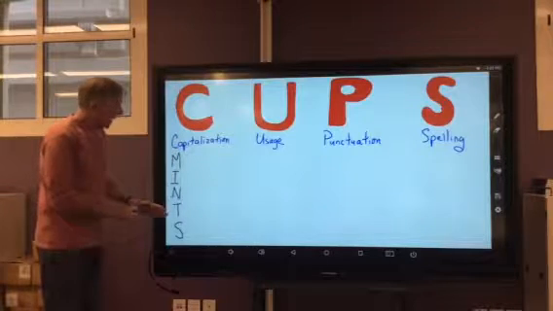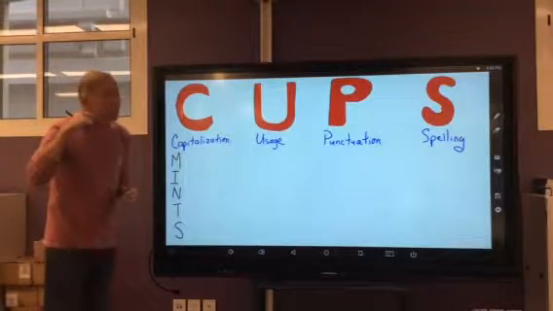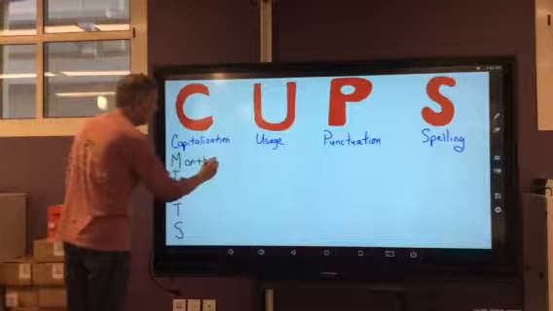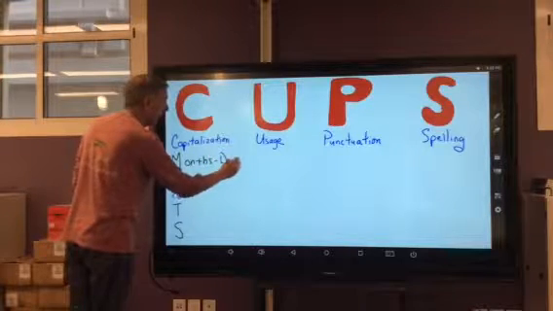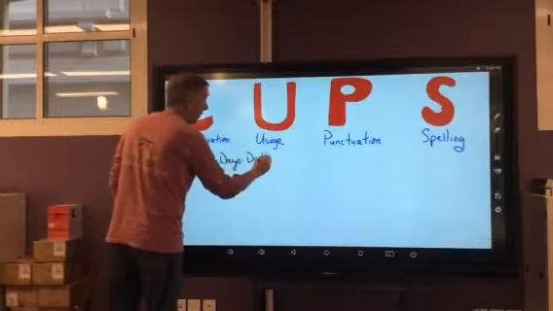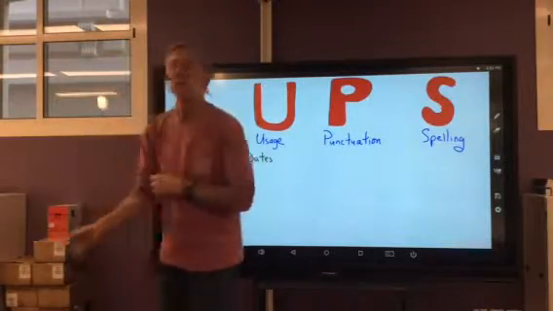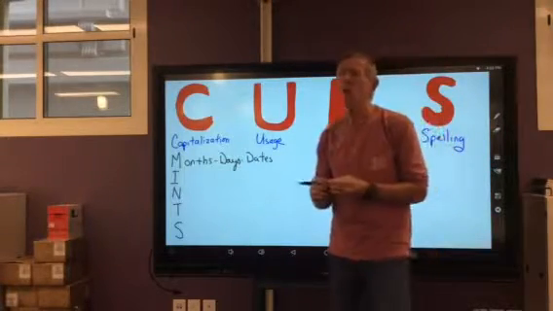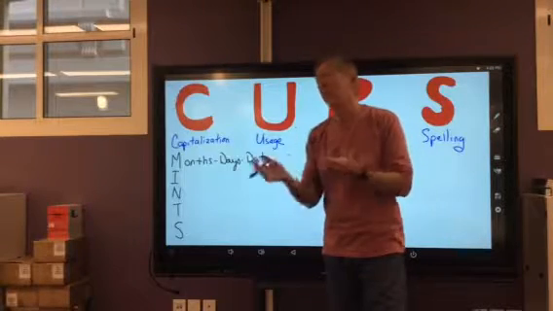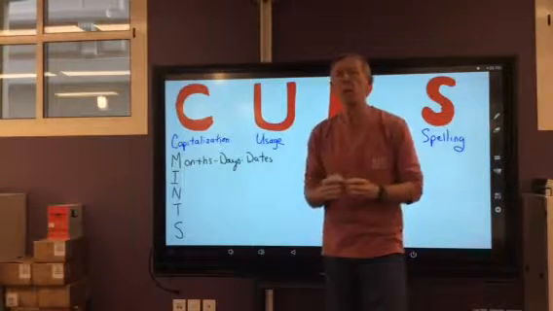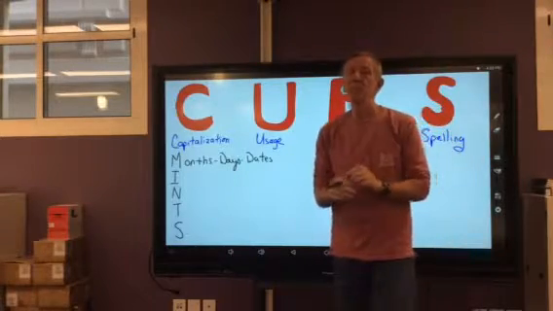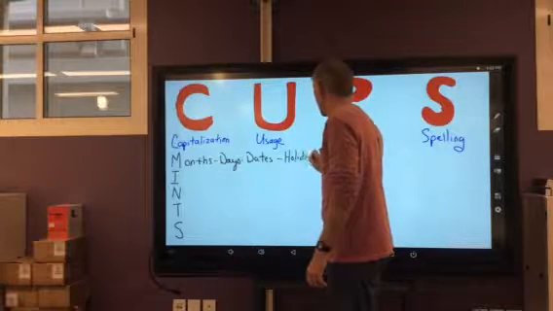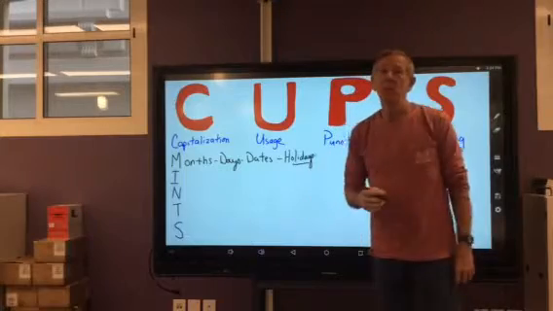Mints, M-I-N-T-S. For M, it's M because we want to think months, days, and dates. Now, months are always capitalized, and I think we're pretty good with that. And days, I know we're really good with that. I really have only seen a couple of instances where we've written Wednesday with a lowercase w. But dates, holidays, right? All holidays, big ones, little ones.